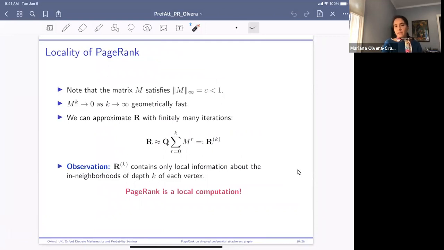And to see that this is local, think of that matrix M that I defined. You look at its infinity norm, that's equal to c. That c is always assumed to be strictly smaller than 1. In practice, c is equal to 0.85. And that means that we have geometrically fast convergence, right? And because it's converging geometrically fast, I might as well truncate at a finite level, in the geometric expansion of the solution to the system of equations, and I'm perfectly fine doing this. What's nice is that on the right-hand side this becomes a local quantity. This is a function that depends only on the in-component of depth k of any one vertex. So it's definitely a local computation, which means local weak limits should determine their behavior.